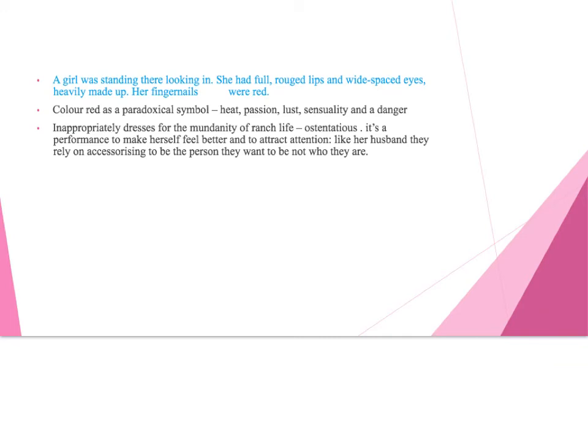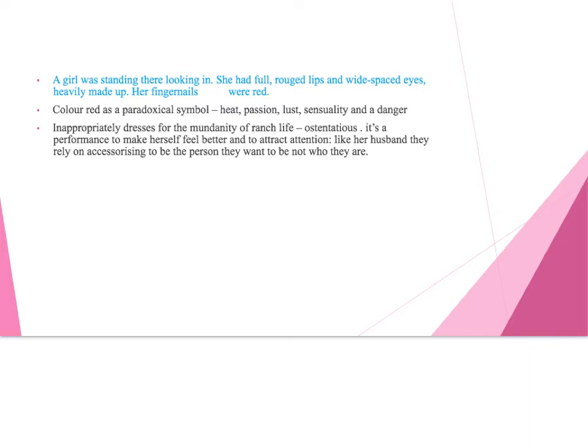So if we look at this description of her, "a girl was standing there looking in," referring back to that idea of her at the doorway, always at the threshold. "She had full rouged lips and wide spaced eyes, heavily made up. Her fingernails were red." Okay, so what's Steinbeck doing here? Well, reference to that looking in the doorway, that she's always isolated, she's always apart, she's always separate.